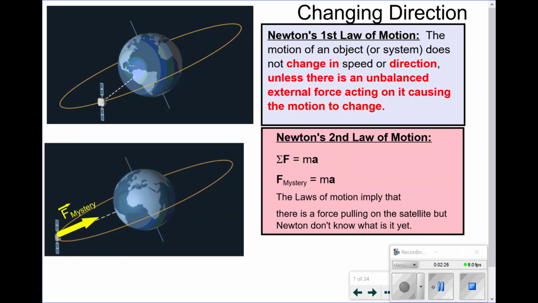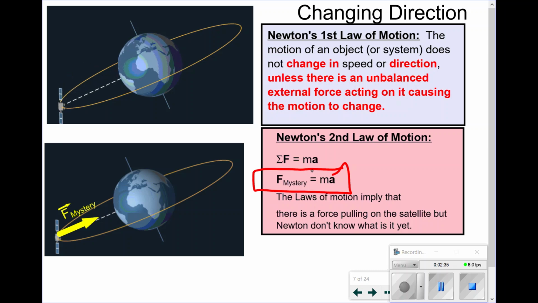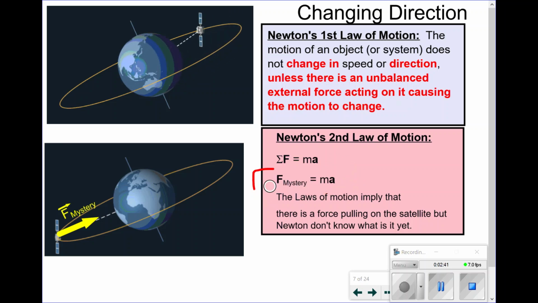We can calculate the centripetal force through Newton's second law if we know the acceleration and mass of the object. But this also means that we could find the mass of something if we knew the pulling force and measured the acceleration.